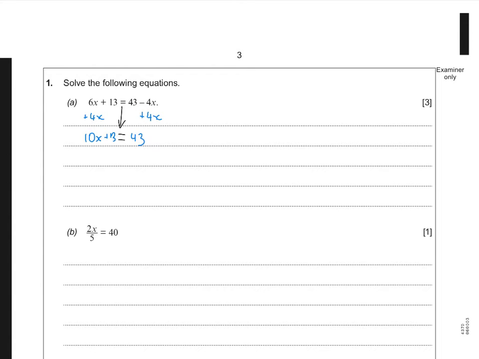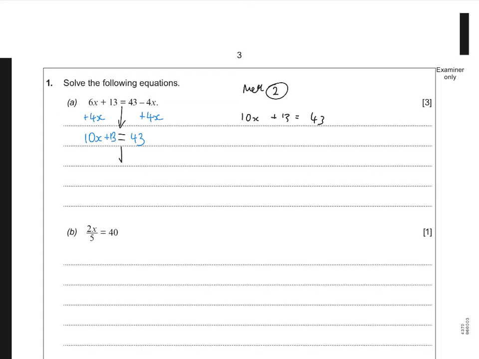The other way of writing this is that you say, let's take over this minus 4 over to the other side where it becomes add 4x. So you get 10x plus 13 equals 43. So this is method 2. And this would be method 1 that I'm doing by here.